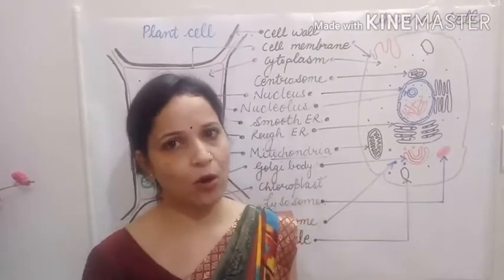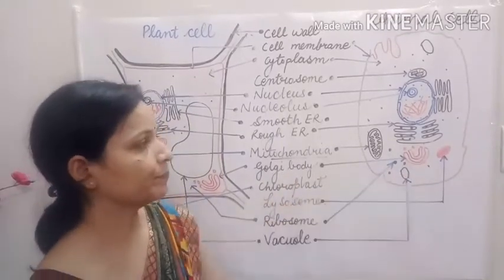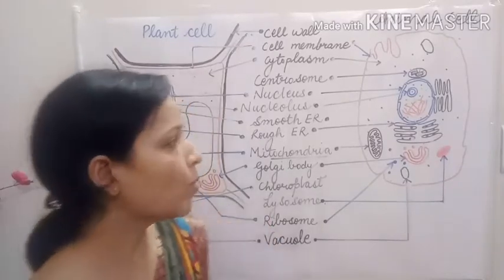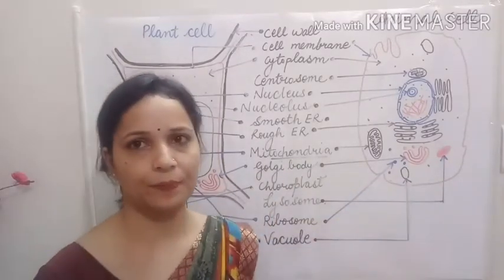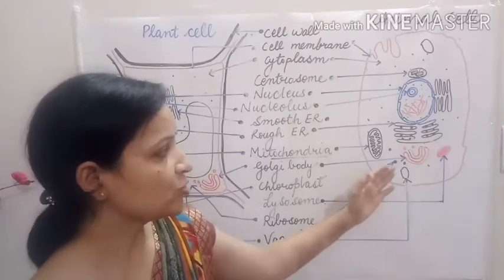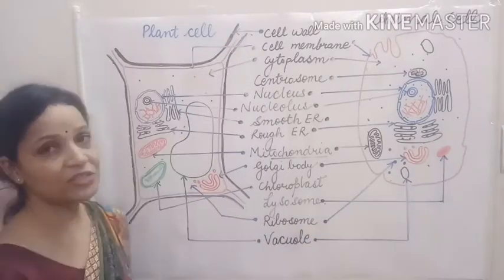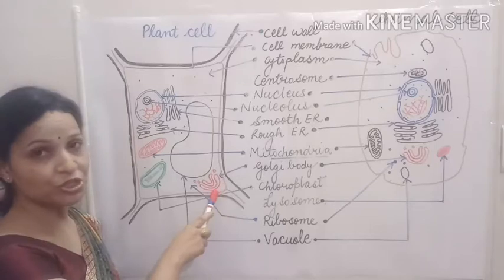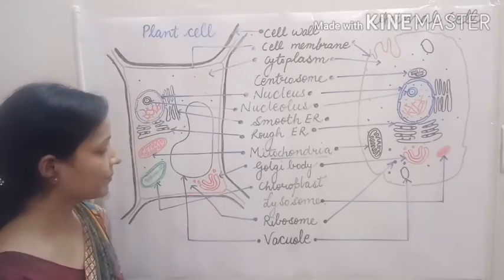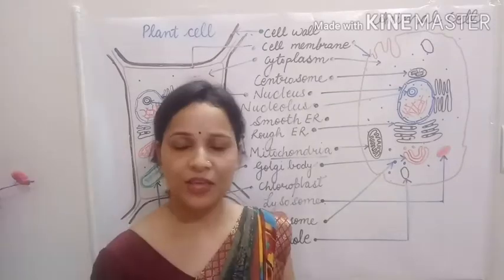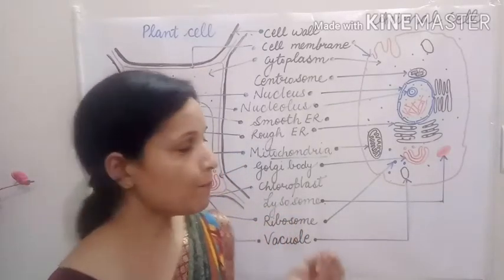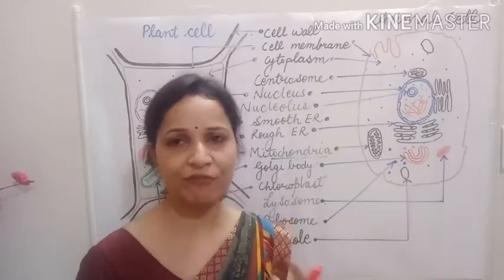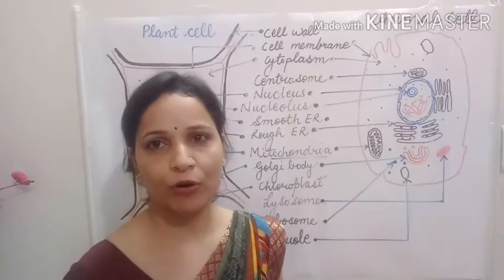Now the next cell organelle is Golgi body. Golgi bodies are present in the cytoplasm of both plant and animal cell. They secrete some enzymes and hormones. As you can see in the picture, Golgi body resembles a stacked disc-shaped sac. Now what is the function of Golgi body? They modify protein and some fats and package them for transportation. Means they help to modify protein and fats for transportation.